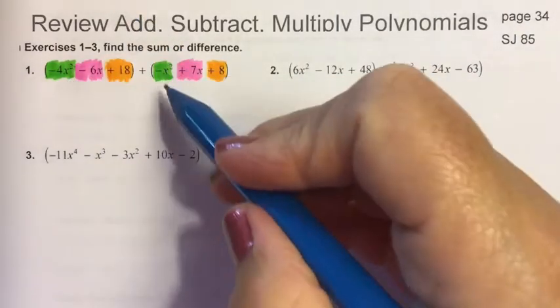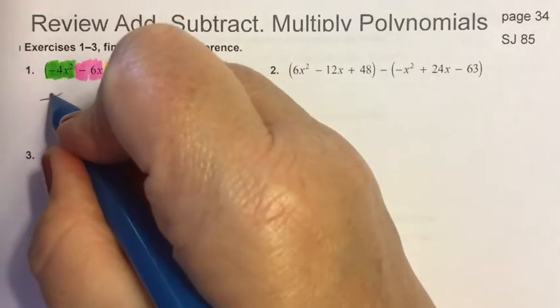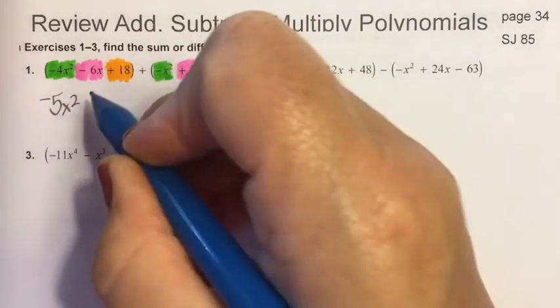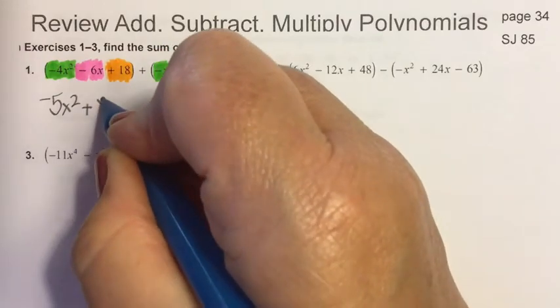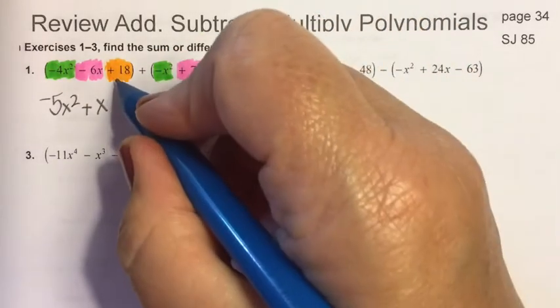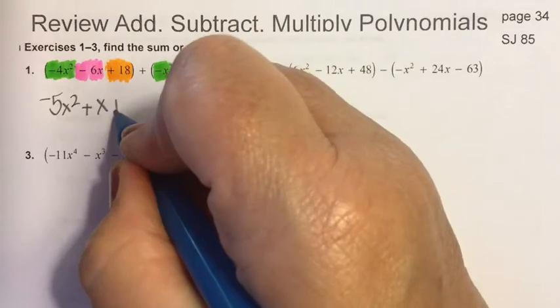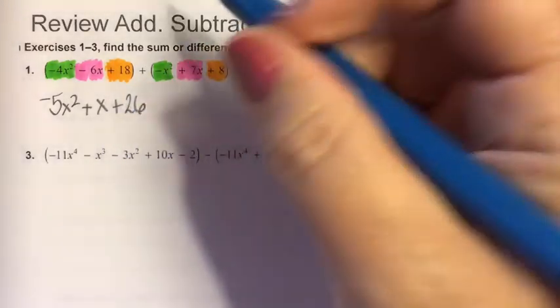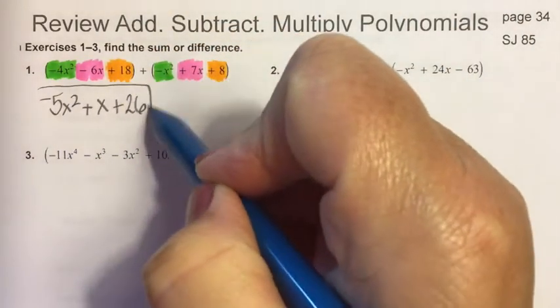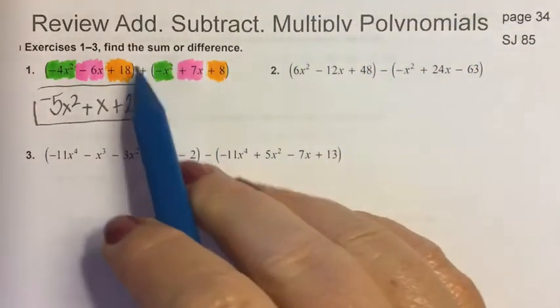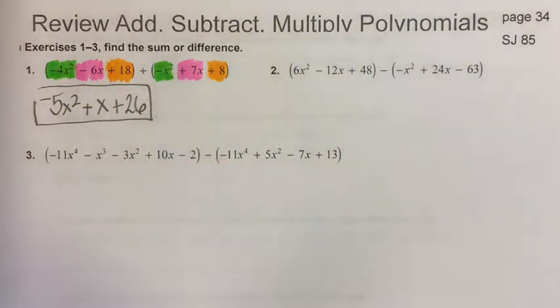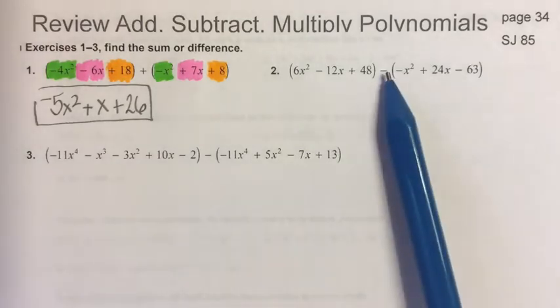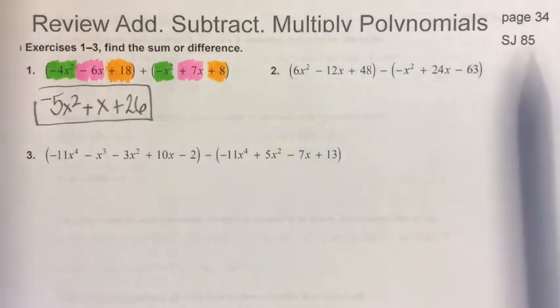Negative 4x squared plus negative 1x squared is negative 5x squared. Negative 6x plus 7x is positive 1x. 18 plus 8 is positive 26. This would be the answer to finding the sum of these two trinomials. Next, I'm going to subtract these two trinomials.